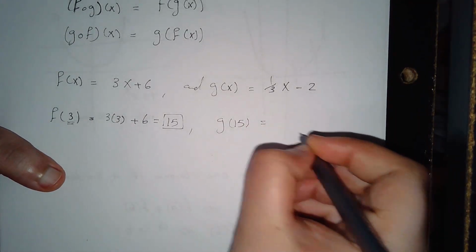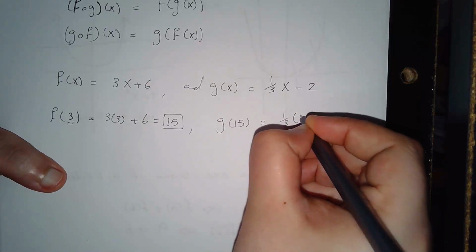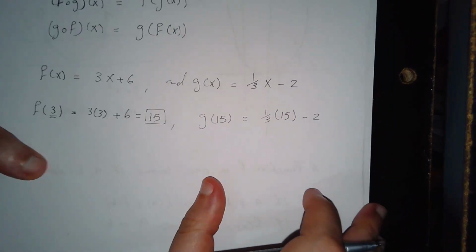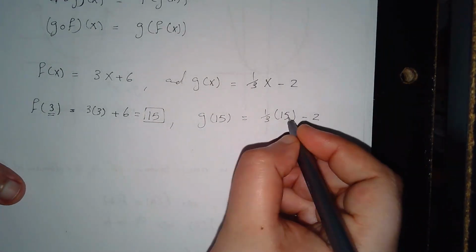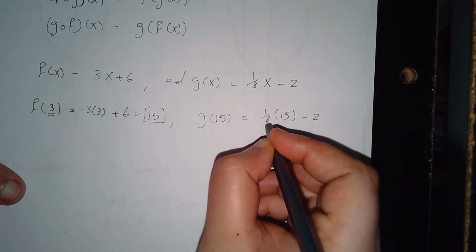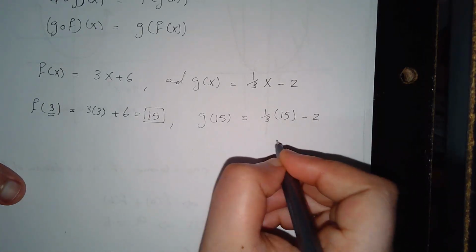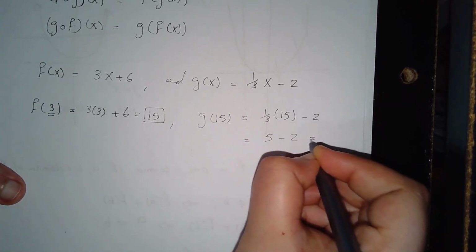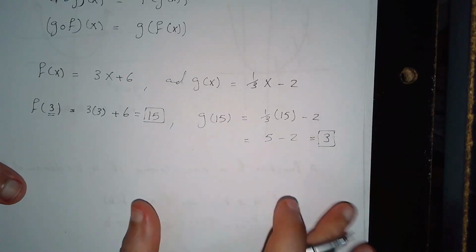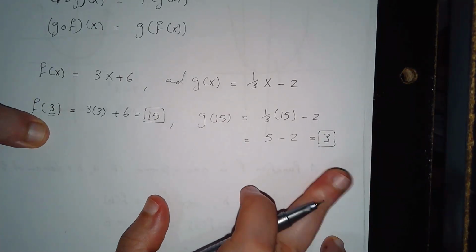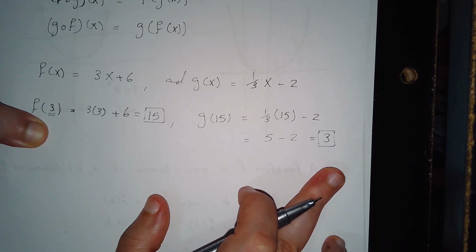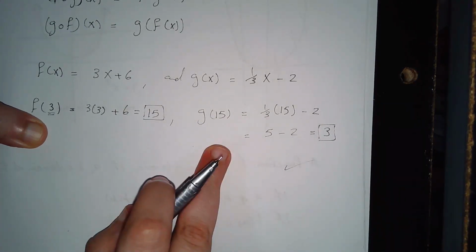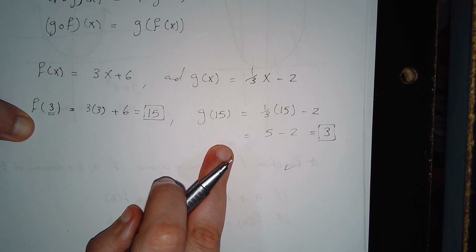We have 15, right? So that is 1/3 multiplied times 15 minus 2. So we have 1/3 times 15. What happens? That's basically being divided by 3. 15 over 3 is what? It's 5, right? Minus 2, and the answer is 3. Well, you look at that. They're the same. So that should tell you that g of x is actually the inverse function of f of x.